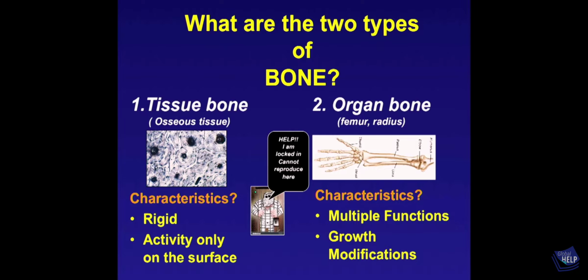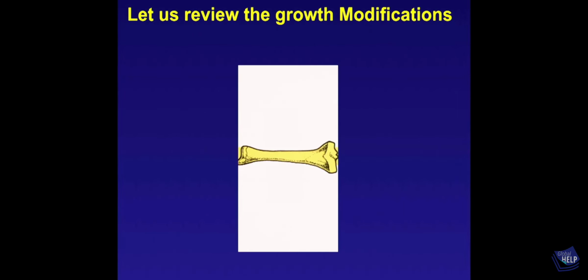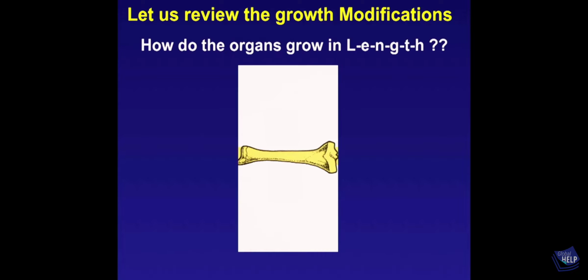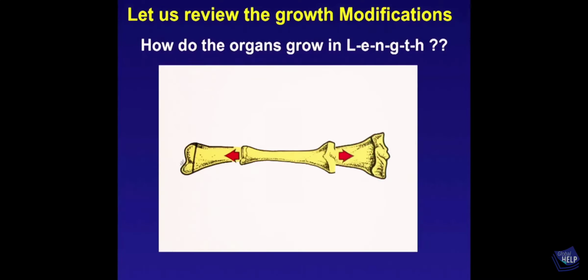Remember, we said that the cells themselves cannot grow. So how does the organ bone grow? The organs are modified so that they can get larger as the child gets bigger. So how do the organs grow in length? Well, they have a certain type of tissue that's expanded in there, and what's that process called? It's bone formation, but it's endochondral ossification.